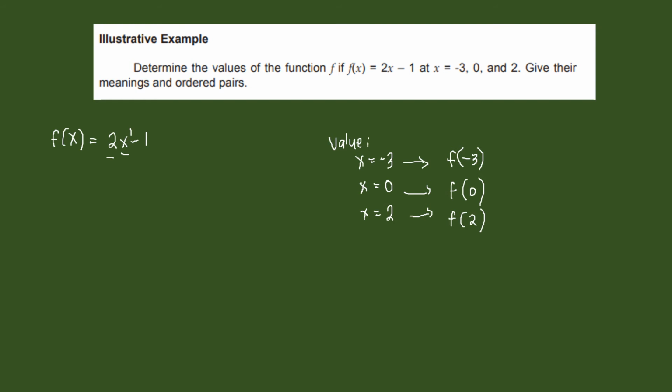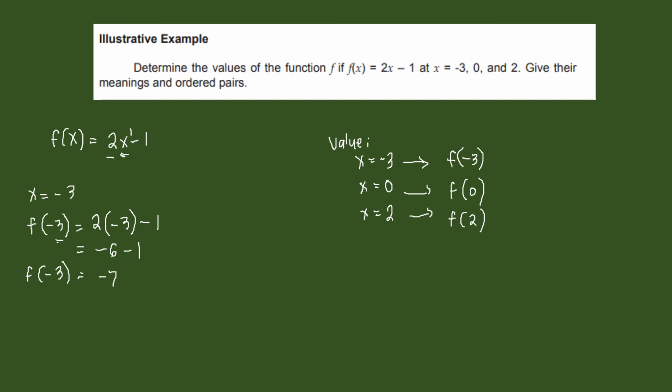Let's start first with x is equal to negative 3. That means I'm getting f of negative 3. Hence, I will substitute negative 3 to x. So I will have 2 times negative 3 minus 1, and then I will solve. 2 times negative 3 is negative 6, minus 1. f of negative 3 is equal to negative 7. So this is the first one.